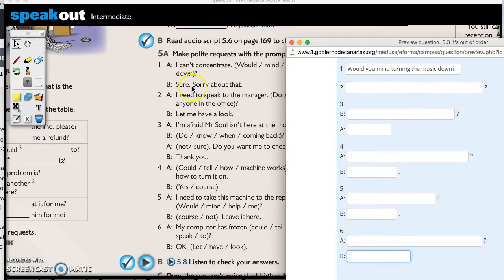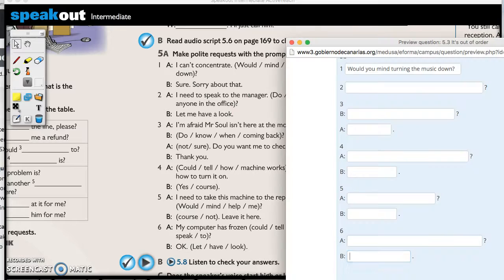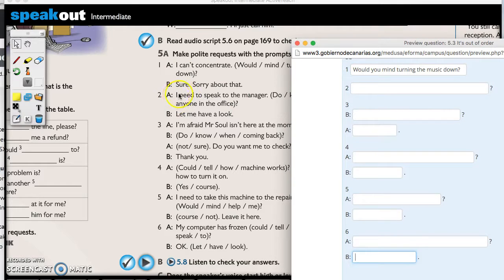Then you've got number 2, and you have to do the same. We do know if anyone in the office, okay? Which is a continuation of I need to speak to the manager, etc.